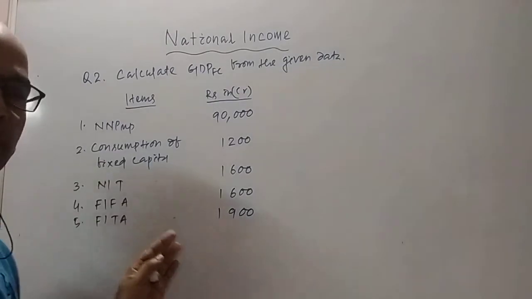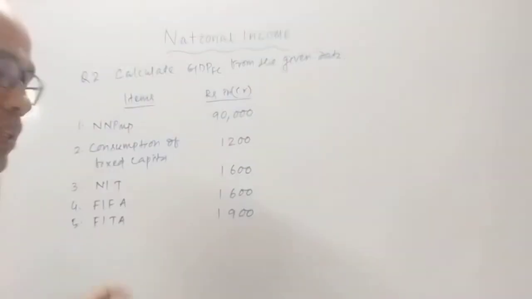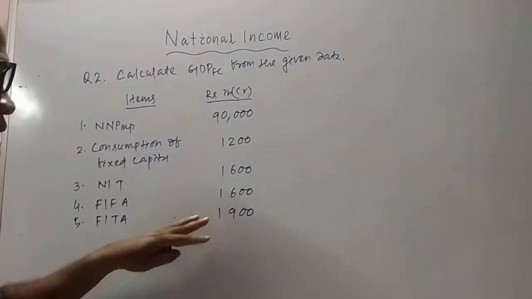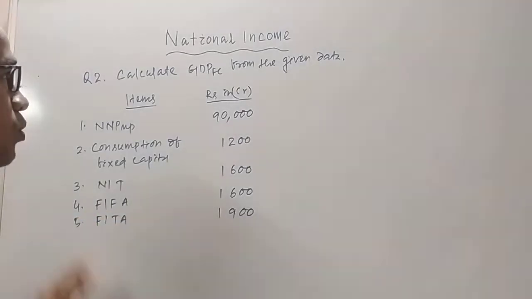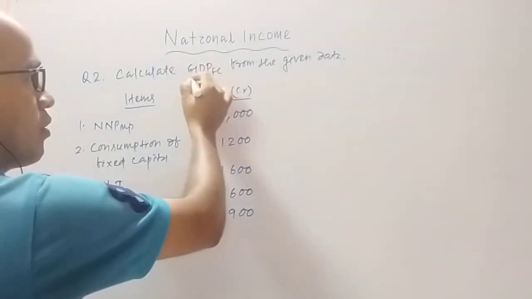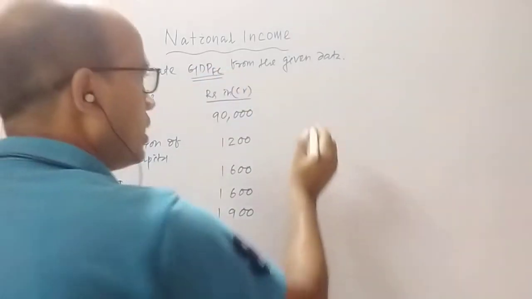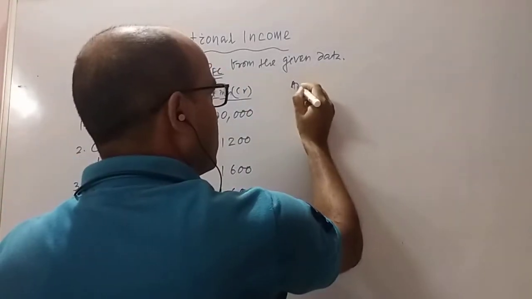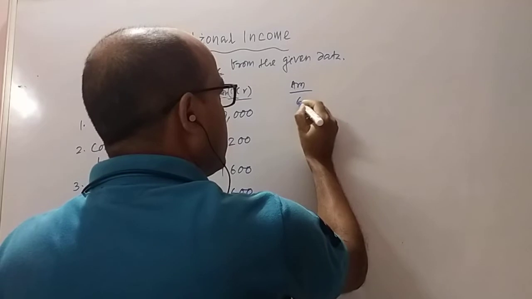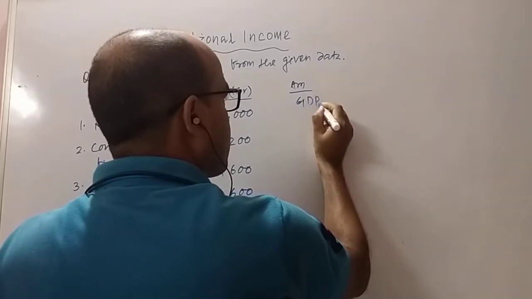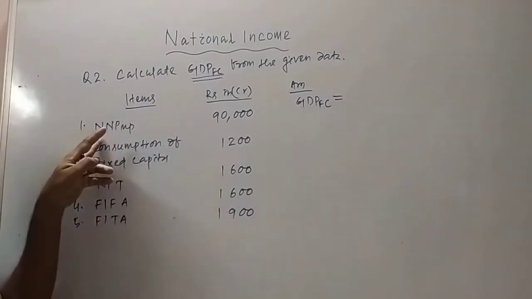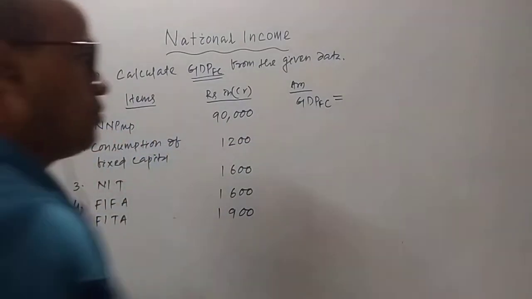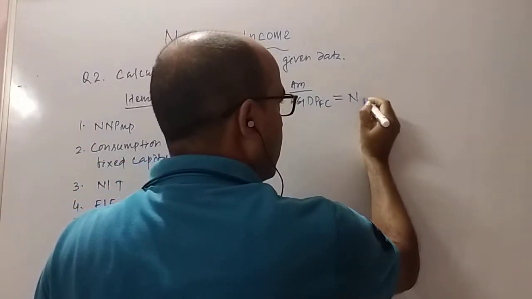Okay, so this is the question. Whatever you observe, this is a direct question. Here, everything is given, only in the place of NFI, we write FIFA minus FITA. So what do you want to calculate? Now you want to calculate GDPfc. So you write your answer here: GDPfc. From where do you want to calculate? To calculate this, the data given in the question is NNPmp. Then you write NNPmp.